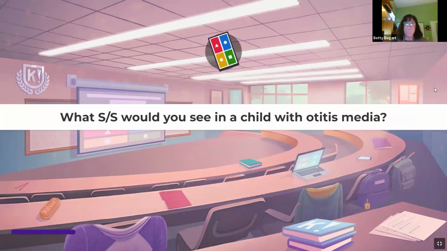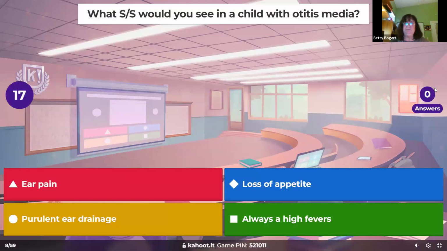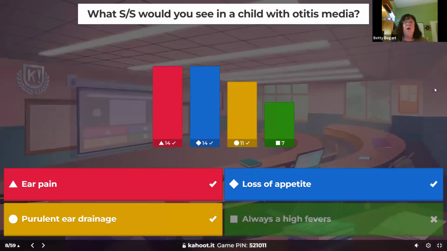What signs and symptoms would you see in a child with otitis media? Ear pain for sure. Sometimes the ear will rupture and you'll see purulent ear drainage. Of course, loss of appetite. Not always do you have a fever with otitis media. Sometimes you do not.